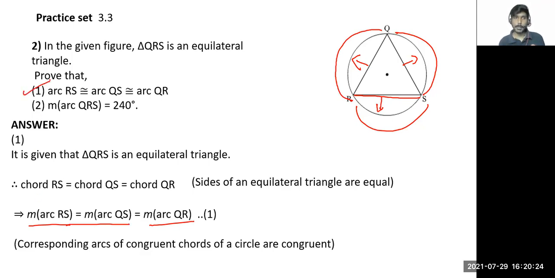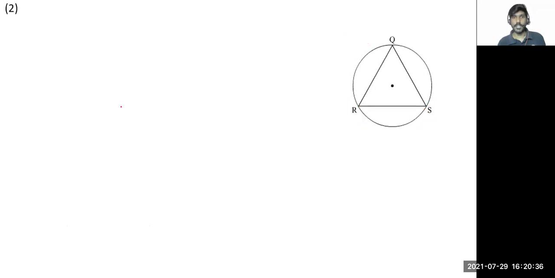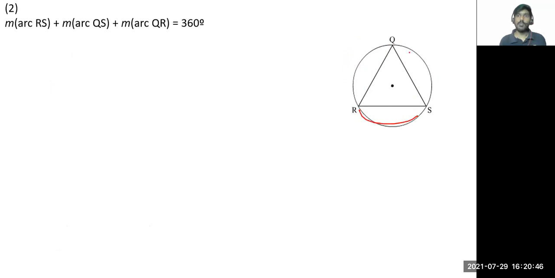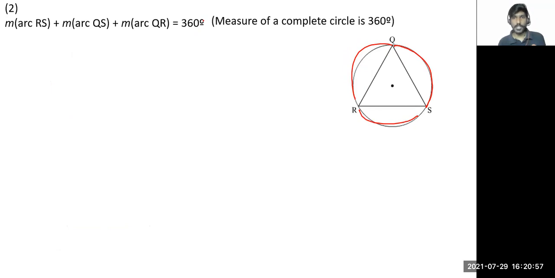Is this clear? Yes. Now the second one: we have to prove that the measure of arc QRS is 240 degrees, that means this much. Note that the measures of arc RS plus QS plus QR form the entire circle, so if you add all of them, it will be 360 degrees.